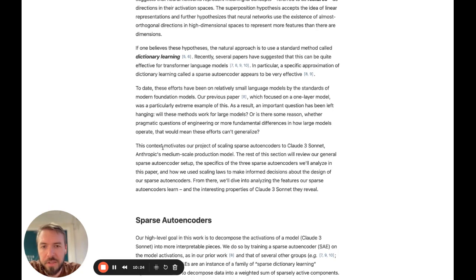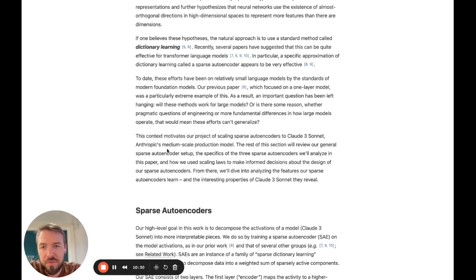This context motivates our project of scaling sparse autoencoders to Claude 3 Sonnet, Anthropic's medium-sized production model. The rest of this section will review a general sparse autoencoder setup, the specifics of the three sparse autoencoders we will analyze in this paper, and how we used scaling laws to make informed decisions about the design of our sparse autoencoders.